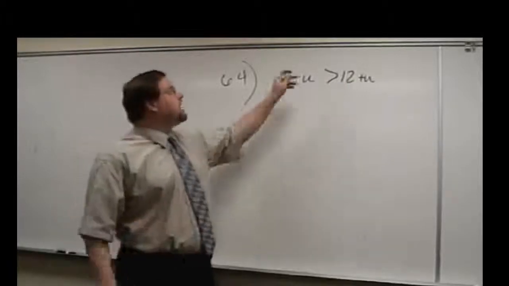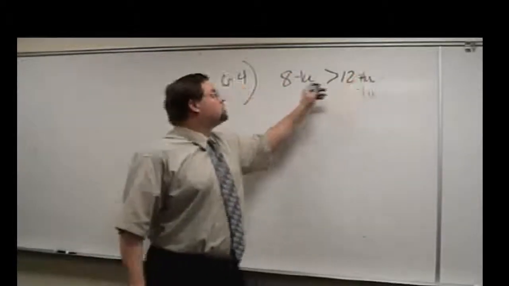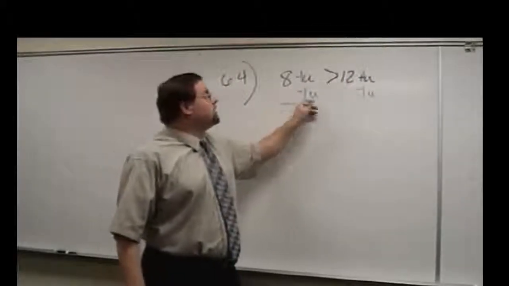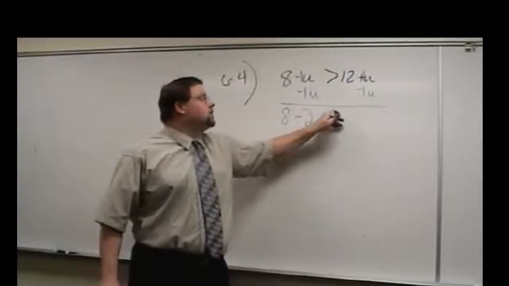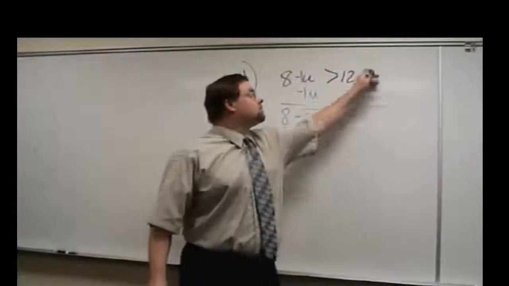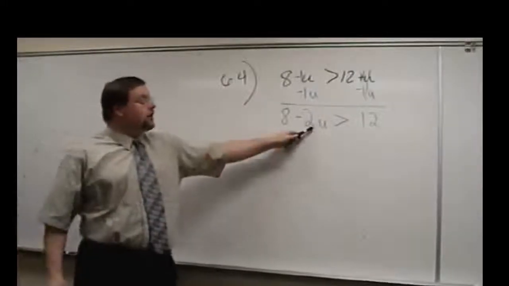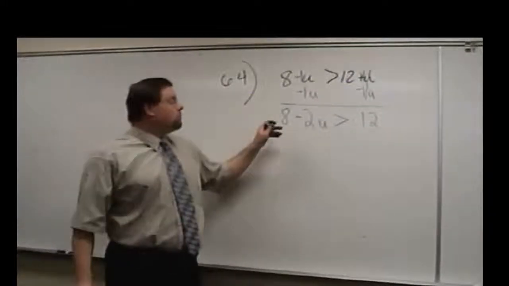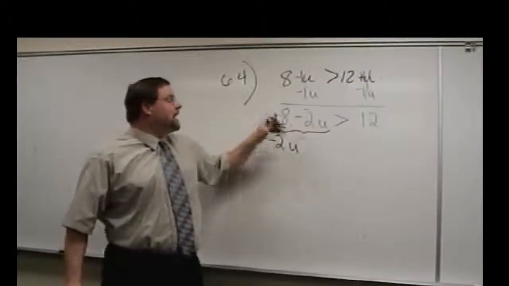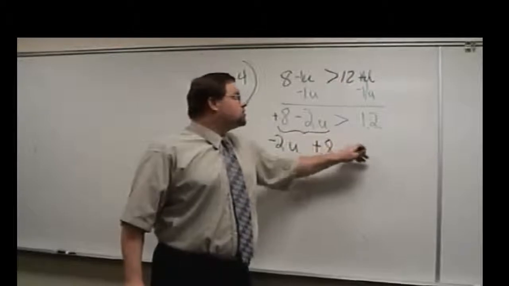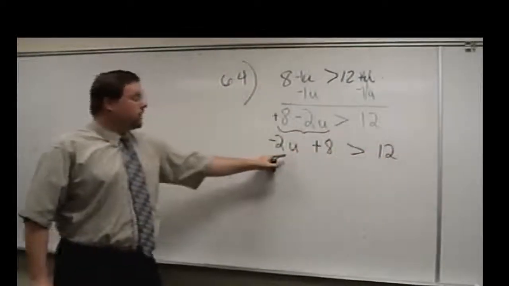So this is a negative 1u. So I'm going to minus 1u from both sides because I want to remove it from the right side. So we have 8 minus 2u is more than 12. Okay? So once again, we're going to solve this equation. And if it helps you, you can rewrite this as negative 2u plus 8 is more than 12. Okay? And hopefully you're okay solving and getting u alone.